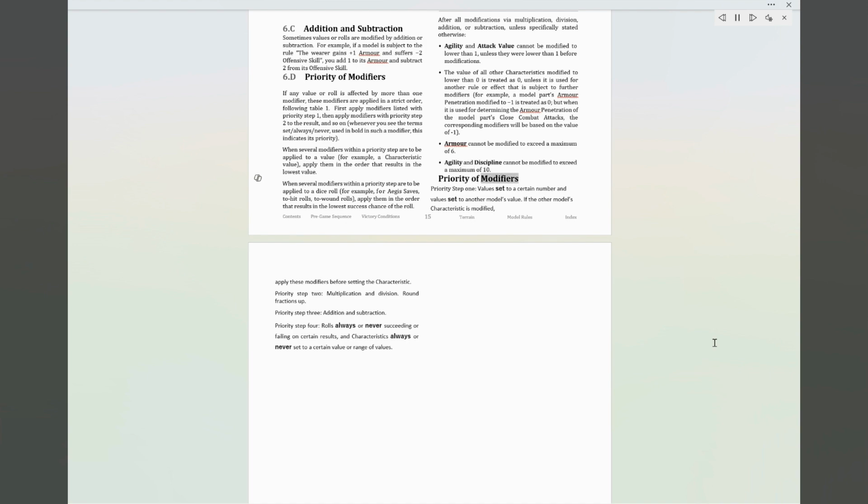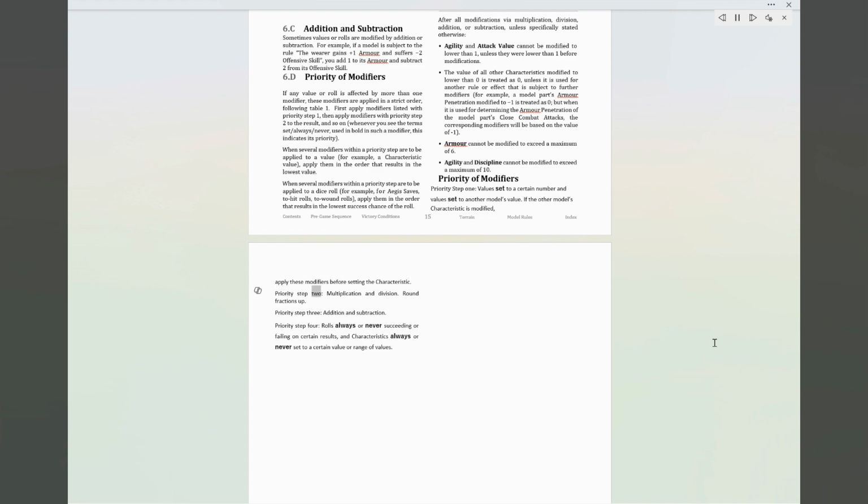Priority of modifiers. Priority step 1. Values set to a certain number and values set to another model's value. If the other model's characteristic is modified, apply these modifiers before setting the characteristic.